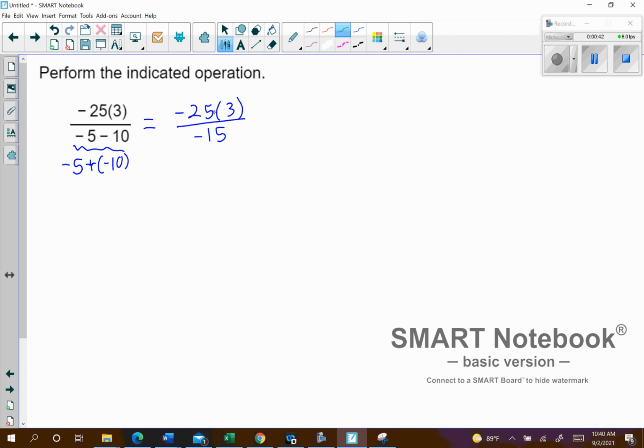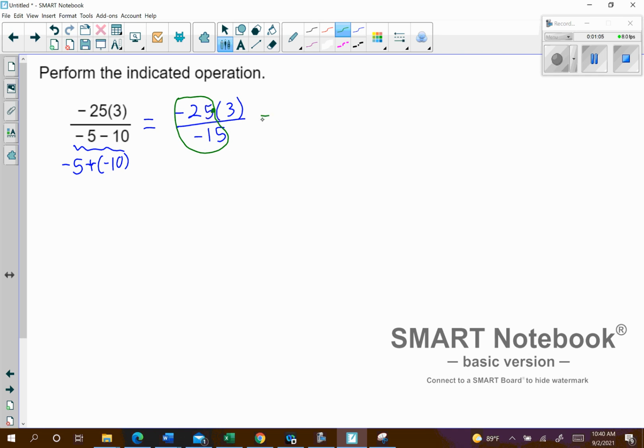Now, whenever you're dealing with something like this, you can focus on, as long as you're broken down to only multiplication and division, now that we've taken care of any addition or subtraction that may have existed, you can start to simplify. So just focus on the -25 and the -15. Since they are both negatives, you're right, that will cancel out to a positive.